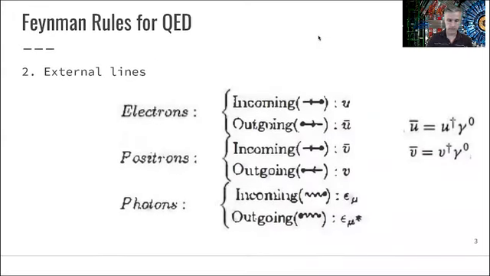Then here comes the difference. Our external lines are either electrons, positrons, or photons. Right, so charged fermions and photons. We discussed what those solutions look like, our spinors u and v. For outgoing particles, we have this adjoint spinor, which is given by u dagger gamma 0, and similarly for the incoming antiparticle, v dagger gamma 0. For the photon, we have the polarization vectors for incoming and outgoing photons.